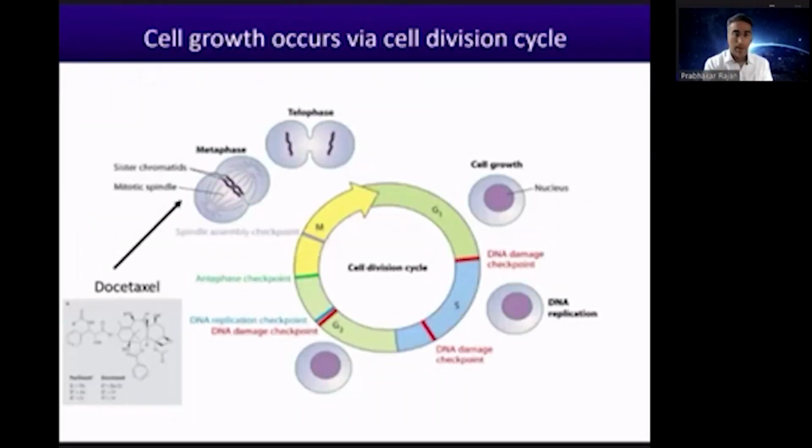So cell growth occurs via a cell division cycle, and there are 4 key phases to the cell division cycle. There's the G1 phase, the S phase, the G2 phase, which contains several checkpoints, and then the mitosis phase, where the single cell splits into 2 daughter cells.